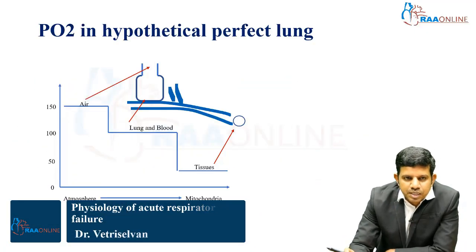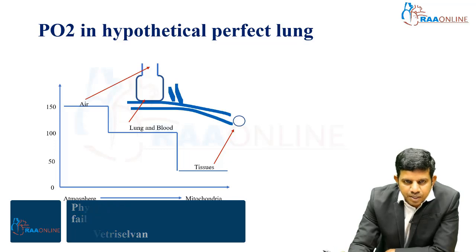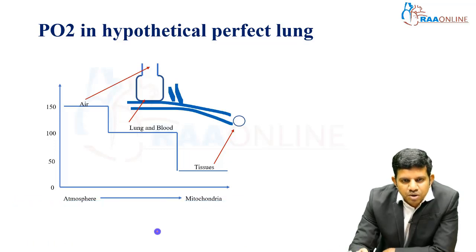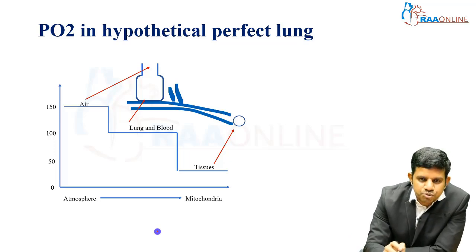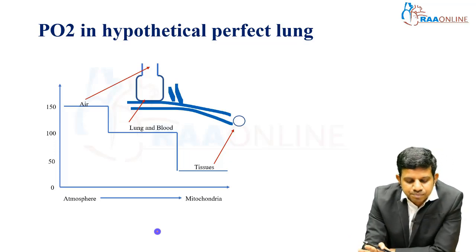So next we are going to see about normal PO2 in the hypothetical perfect lung. In a normal lung also, there is a lot of heterogeneity in the VQ, ventilation perfusion ratio. You won't see the perfect lung. So for teaching purposes, I am drawing it as a hypothetical perfect lung, when the patient is taking a spontaneous breath from room air.